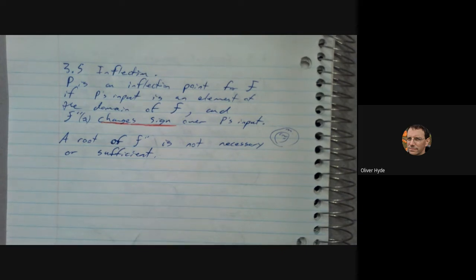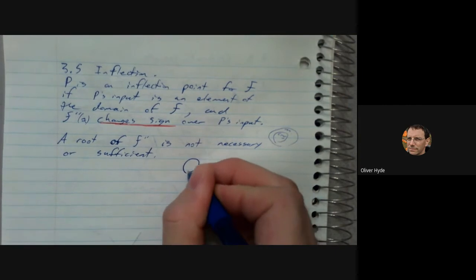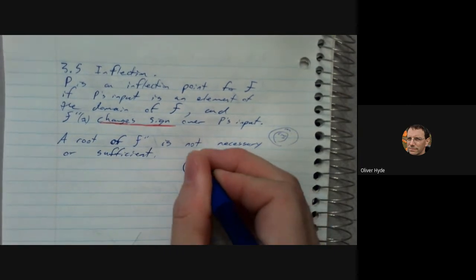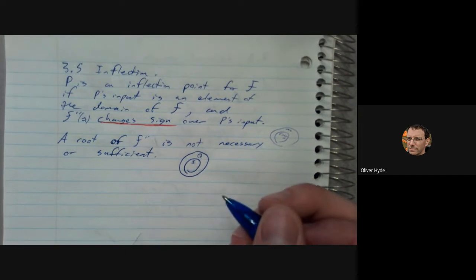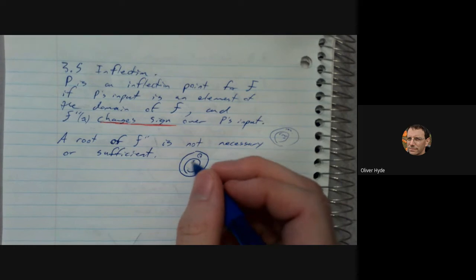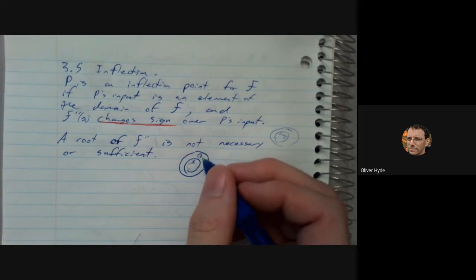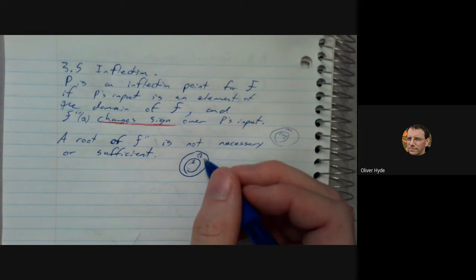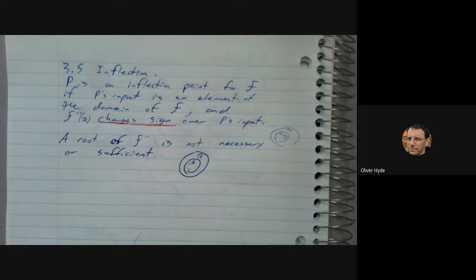Let's talk about integers and rational numbers. We'll see the same sort of relationship here. Here are the integers, and here are the rational numbers. If I tell you that a number is an integer, that's sufficient for you to say that it's also a rational number. But it's not necessary. There are rational numbers that aren't integers.